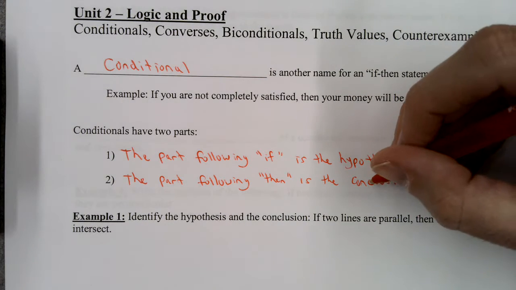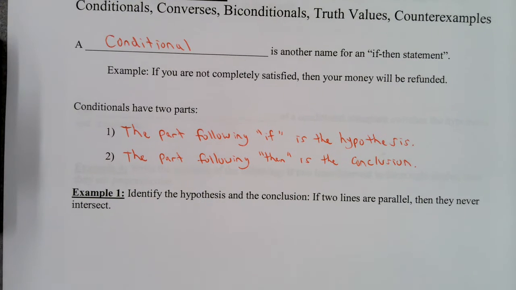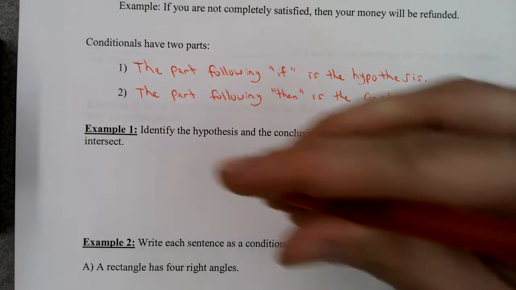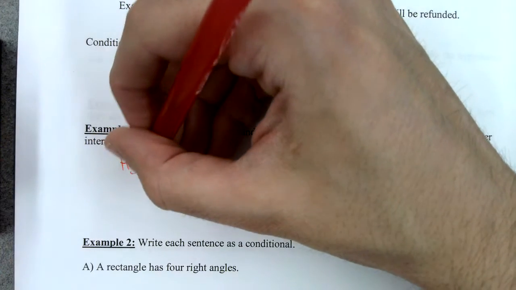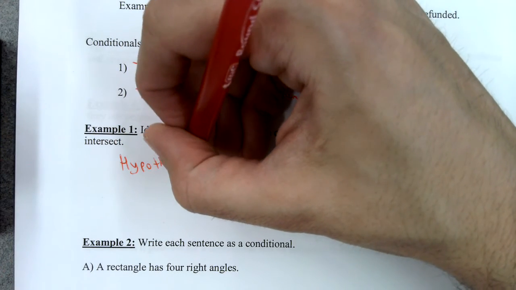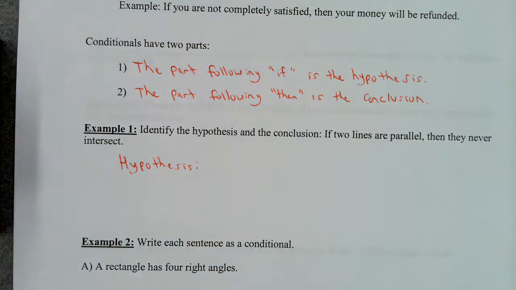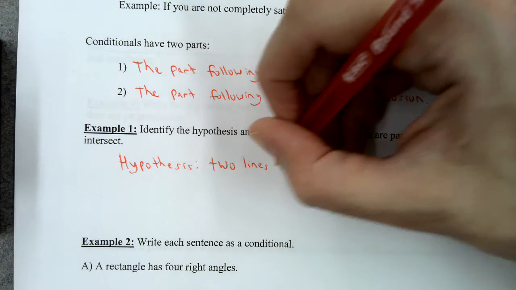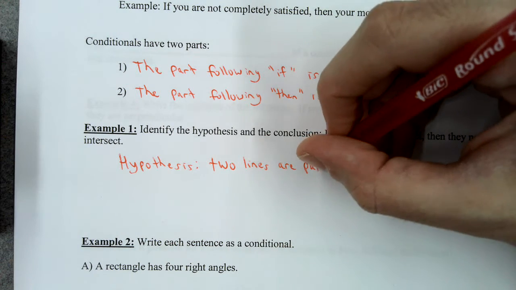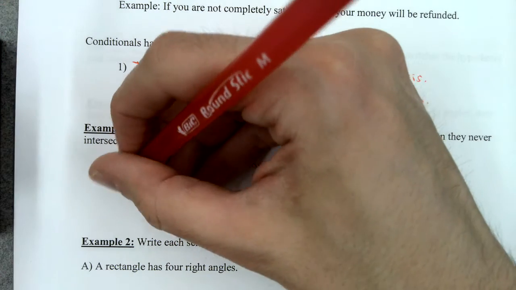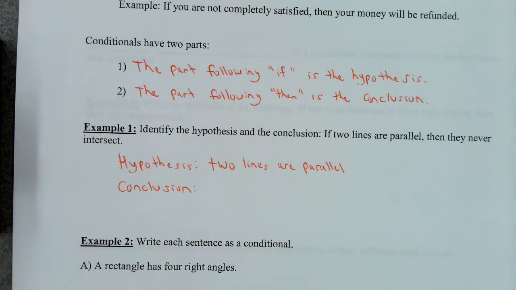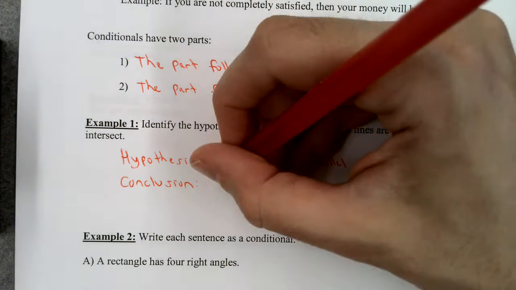Okay, so example 1, identify the hypothesis and the conclusion. If two lines are parallel, then they never intersect. So for the hypothesis, you don't put the word if. So I'm going to say the hypothesis is two lines are parallel. In the conclusion, I'm not going to write the word then. I'm just going to write they never intersect.